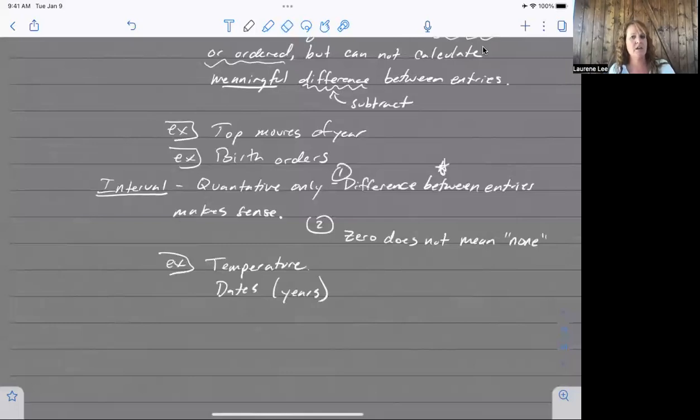However, if I say the year is 0, 0 is not the beginning of time because our calendar is divided at the birth of Christ. We counted up to that point, and then we started at 0 and we count up from there. Okay, so the year 0 is actually not the beginning of time. So 0 does not mean none.